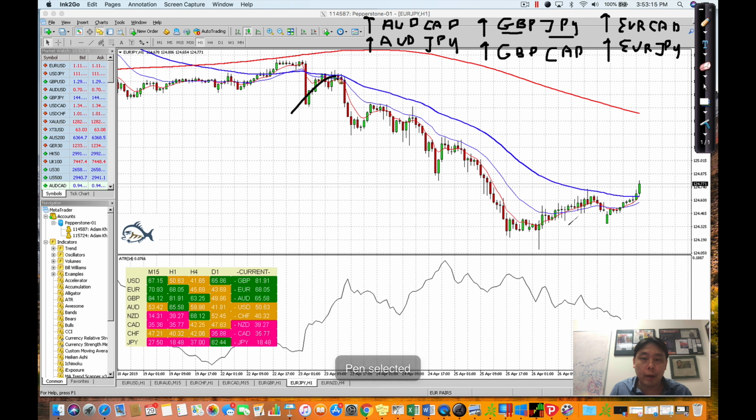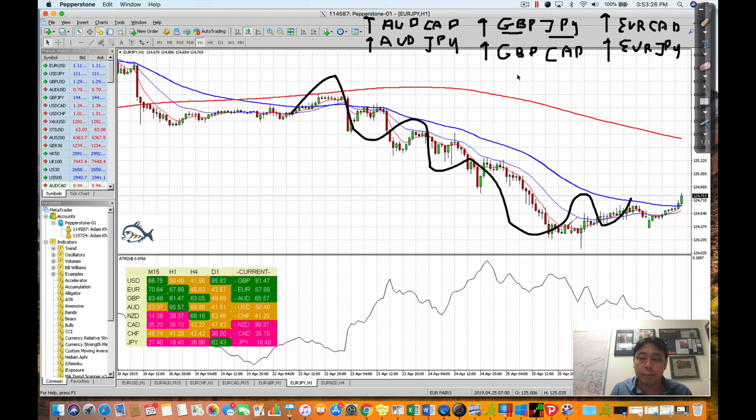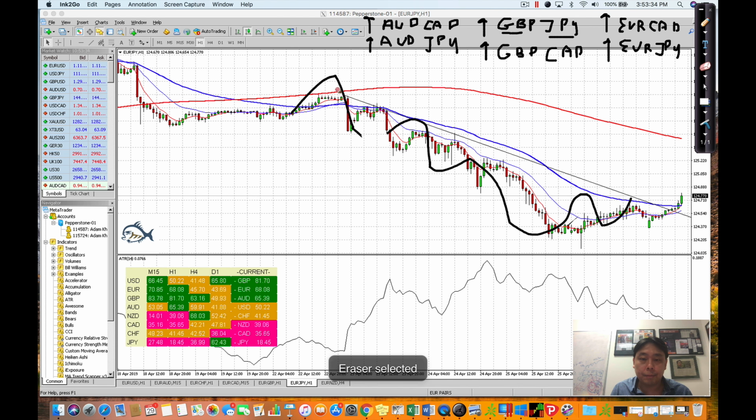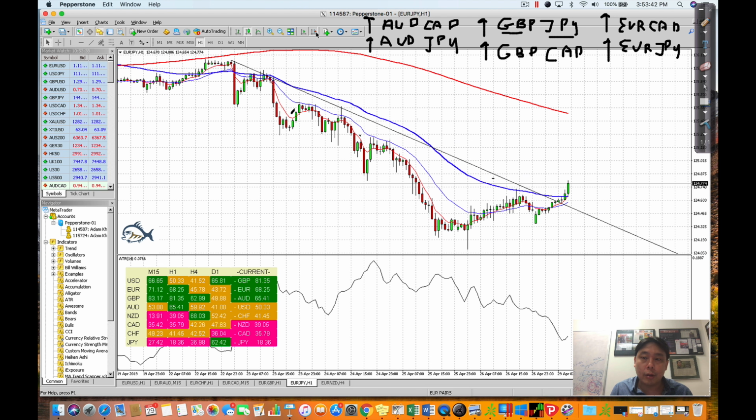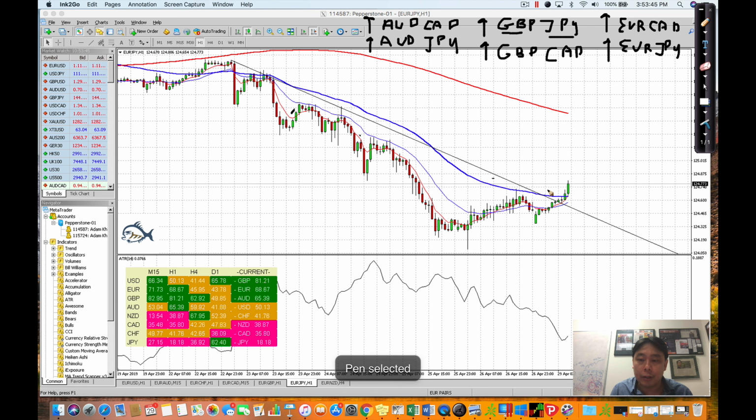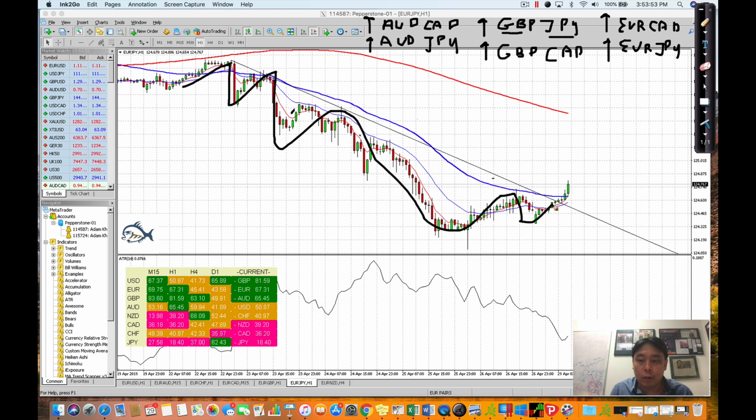Euro Yen was on a very clear downtrend, as you can see, and it has broken above this trend line over there. Let me just mark in the trend line. Here we go. So you can see how this helps me to focus on the right pairs. So it's broken above this trend line. You can see there's a strong trend line over there. It is broken above that.